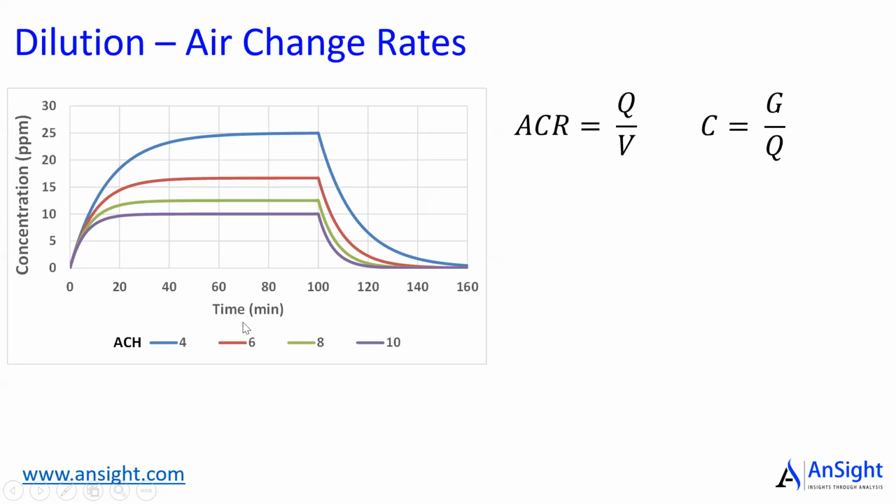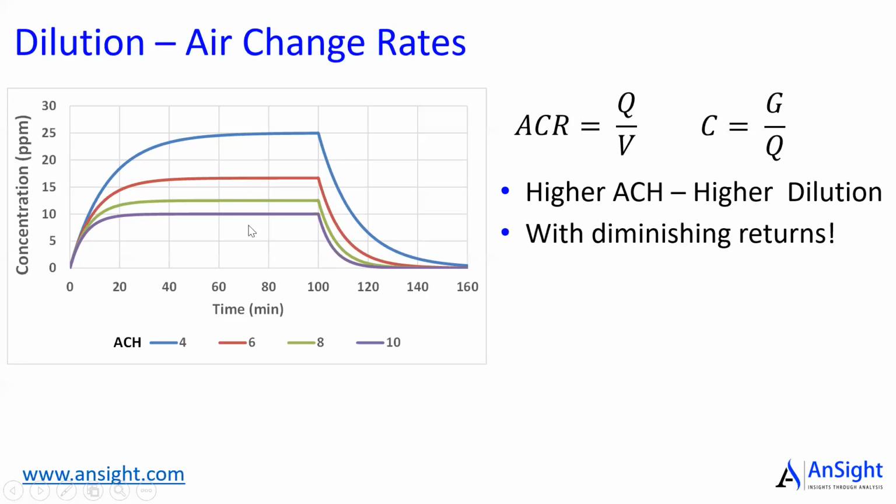So how does the air change rate work? The higher the air change rate, as you increase the supply airflow rate here, your dilution increases. So your concentration goes down as you increase the supply airflow rate. However, this is with diminishing returns. It's not like you keep on putting more and more air in the space and you will get linear dilution. It doesn't happen like that.